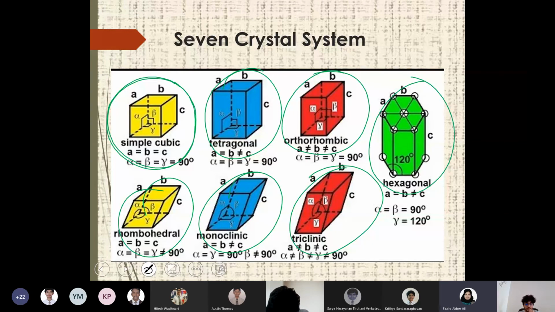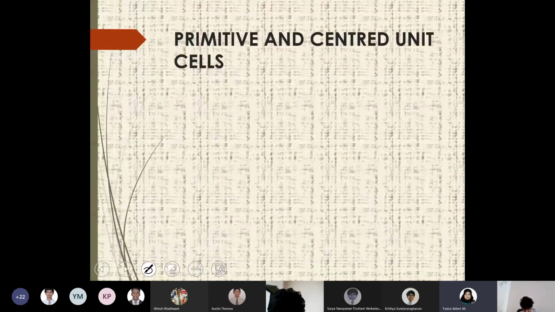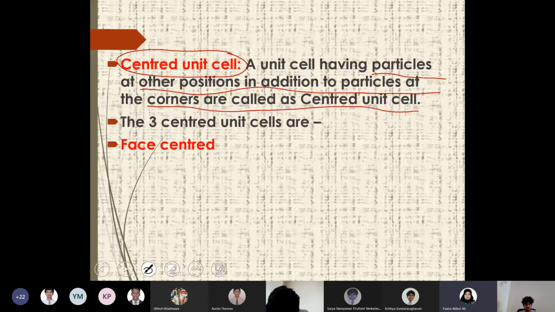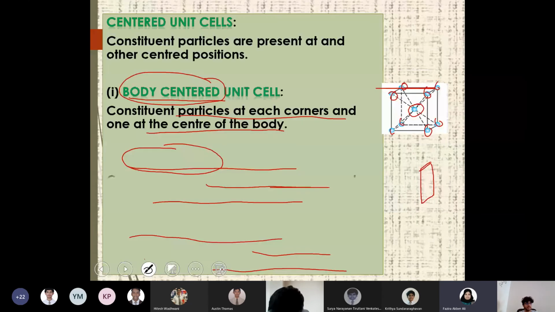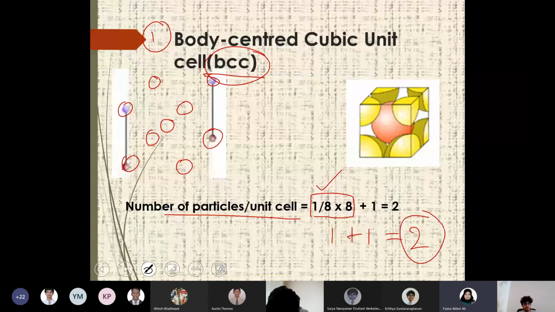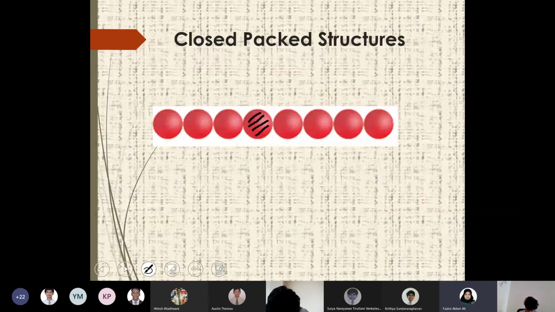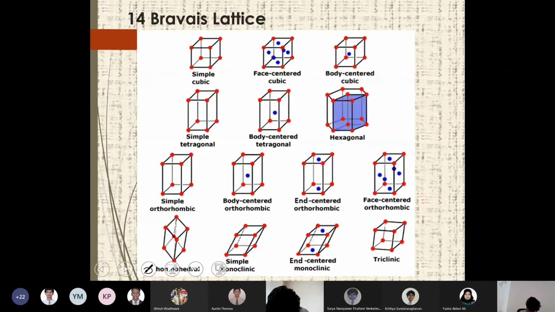So based on these 7 crystal systems and how we can arrange the particles in them, the total arrangement is classified as 14 Bravais lattices. That is the next point. 14 Bravais lattices means the different ways of arranging particles in the 7 crystal systems.